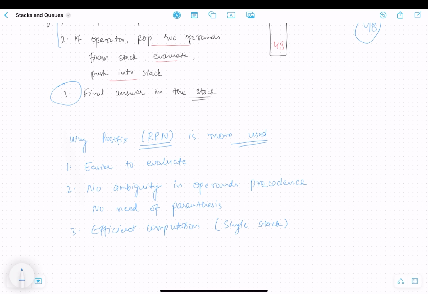Okay, so that's all for this video. In the next one, what we're going to cover is, we will see how we can convert between these 3: infix, postfix, and prefix. How you can convert an expression between these. That we will see in the next video.